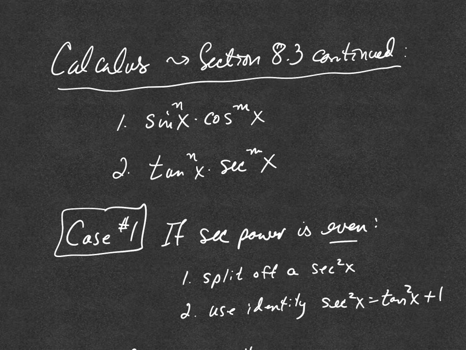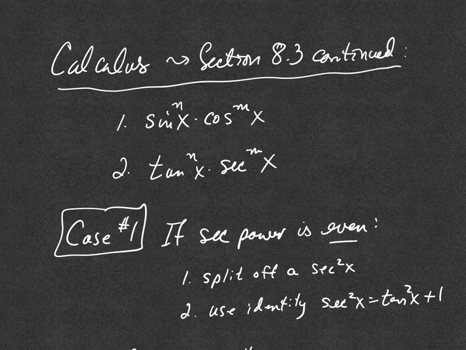There are three strategies that we can use, so I've split them into three cases. You're going to need to put each one of these onto your note card. Case number one: what do we do if the secant power is even? What do we do if the secant power is a 2, 4, 6, 8, 10, 12? What do we do in a problem like that?